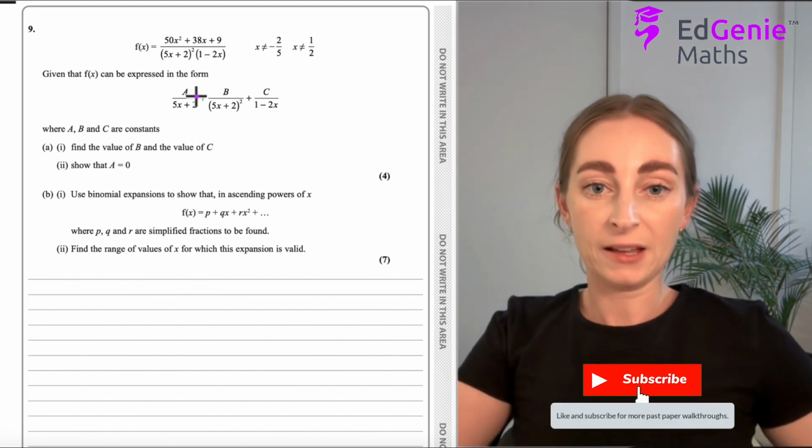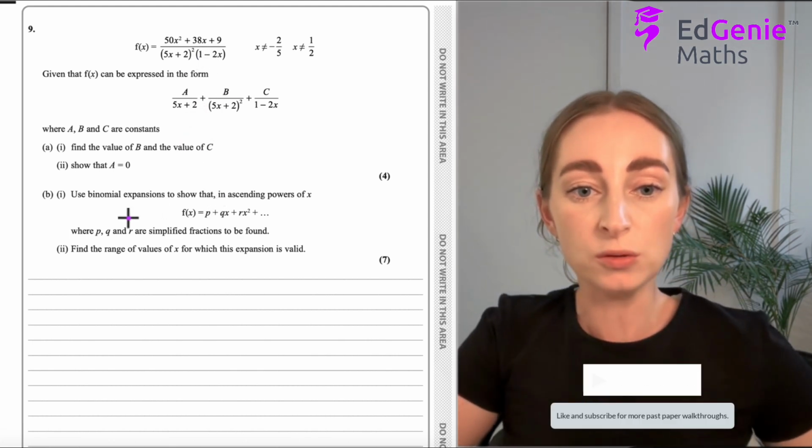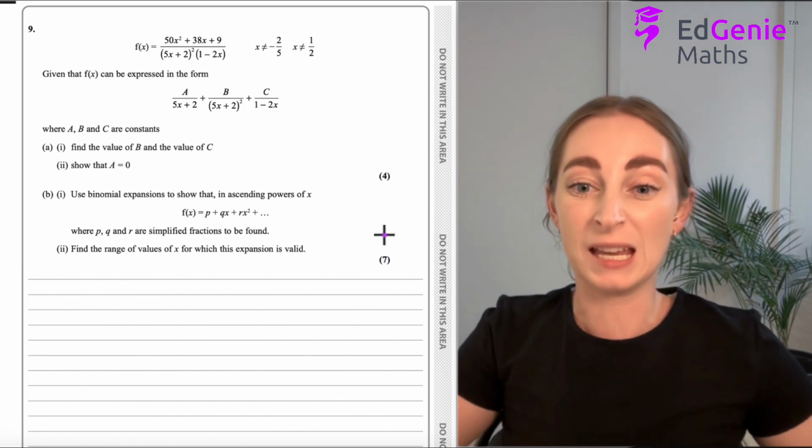Question 9, we have some partial fractions, and we also have a binomial expansion, which is 7 marks.